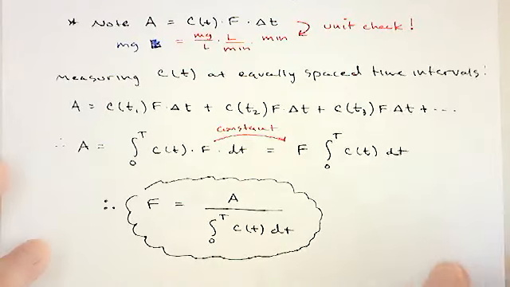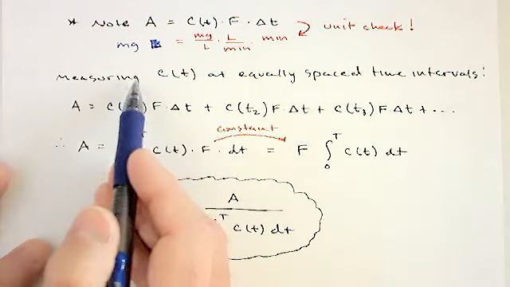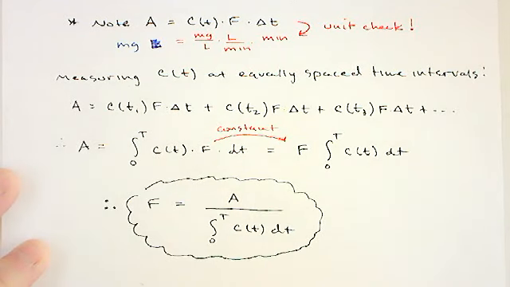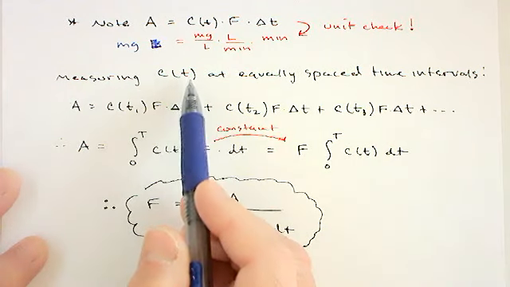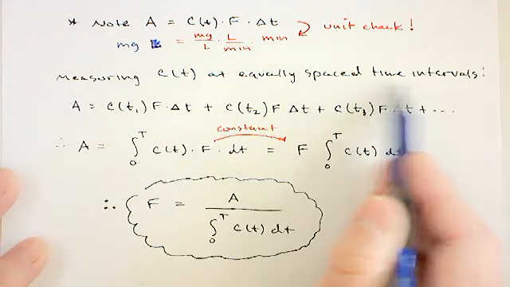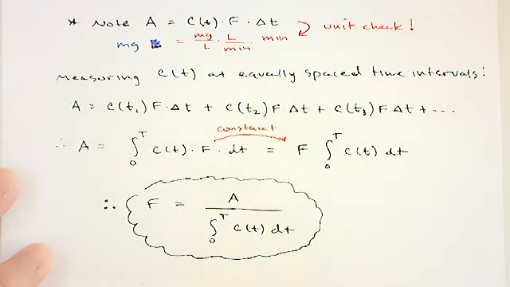So that's our formula. Now, what would happen is you would be measuring the concentration at equally spaced time intervals. So you could get a sense if the concentration is higher, it might be higher at different time intervals, but you want to have equal time intervals so you're comparing the same blood flow at different times.